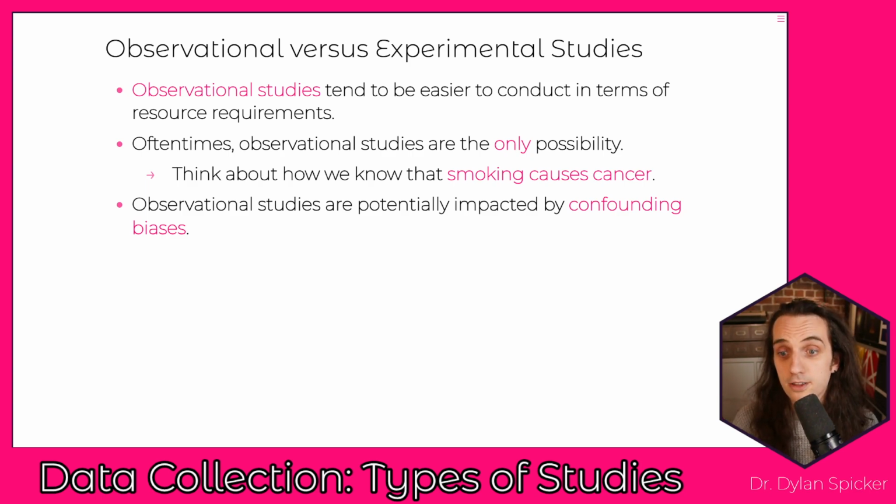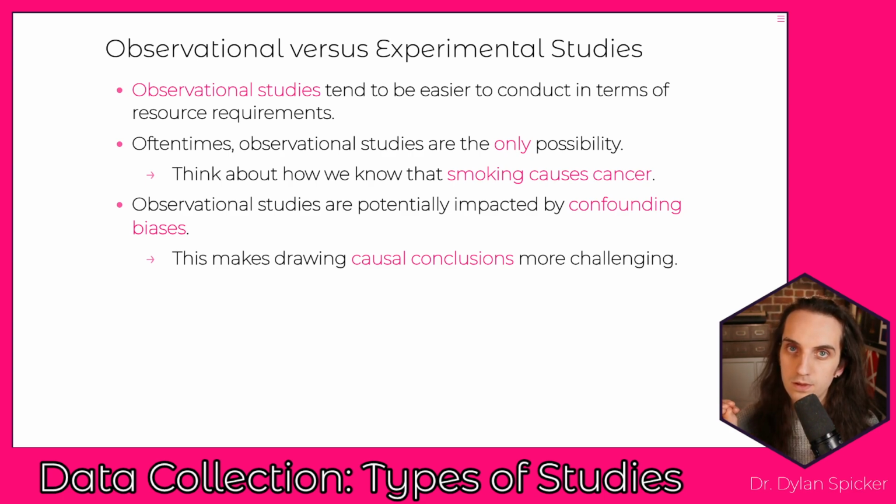Now, the problem with observational studies is that they're often going to be impacted by what we would call confounding biases. Okay? And so the specific problem with confounding biases is that it's going to make drawing causal conclusions more challenging for us.